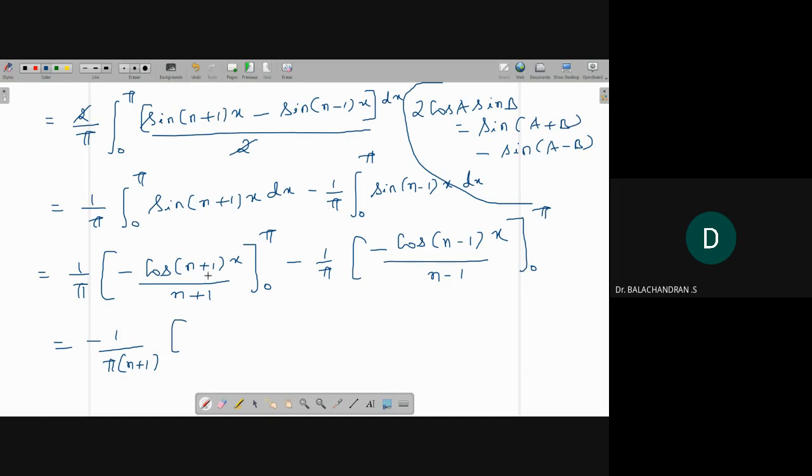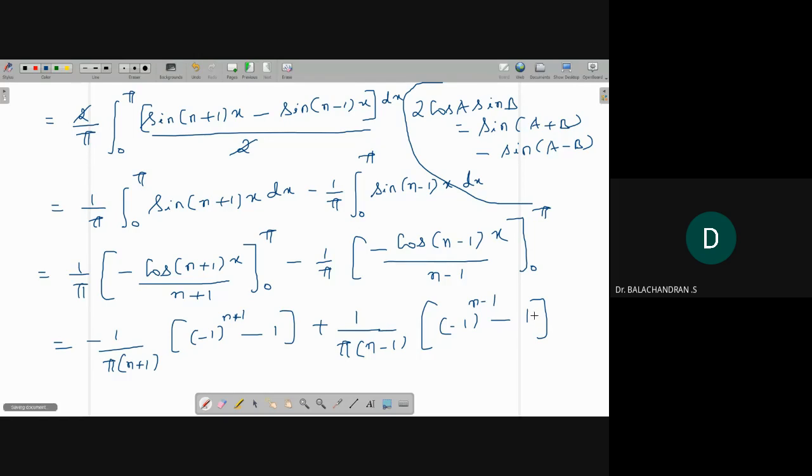Then if you substitute, cos of (n plus 1) pi is what? Minus 1 whole power n plus 1. Cos n pi is minus 1 whole power n. Minus cos 0 is 1. Minus into minus, plus 1 by pi (n minus 1). So cos of (n minus 1) pi is minus 1 whole power n minus 1. Minus cos 0 is 1.